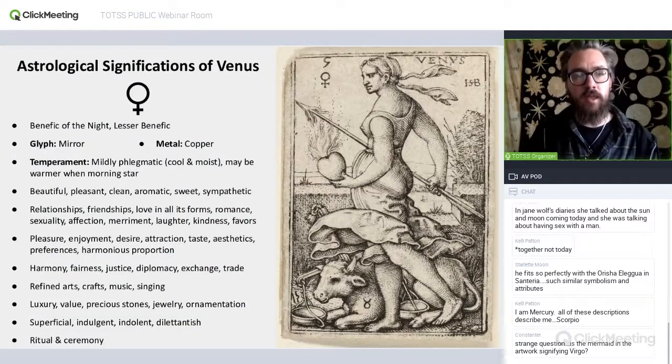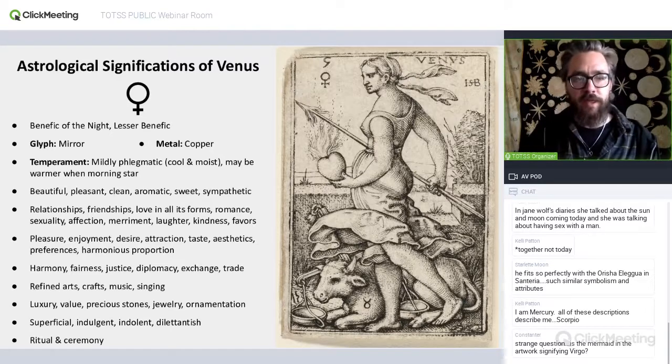And so I think it's really nice to think of that stuff related to Venus, of beauty not just being some sort of shallow thing, but of actually this incredibly deep and significant thing that leads our souls to the higher realms. All right, so astrological significations of Venus.